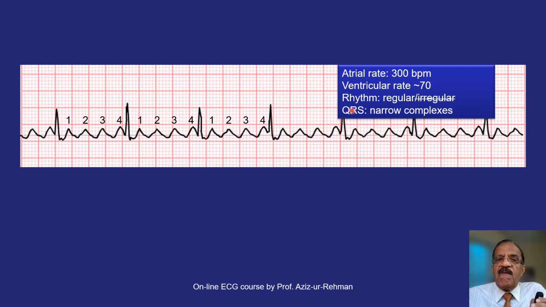If you see the ventricular rate, these QRS complexes are ventricular and the rate is 70 and is regular. I have written regular or irregular and have struck out irregular because in this particular strip it is regular, right? You see R waves are coming at a regular interval. So 70 beats per minute is very decent, very normal.